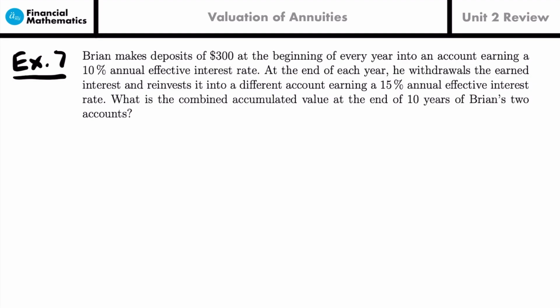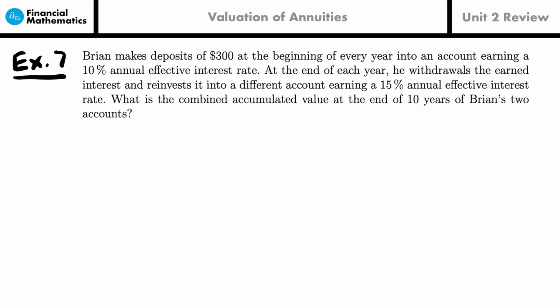And this is kind of an interesting problem because we're not just working with one account, right? Brian is making use of two different accounts, and he's doing two different things in each of those accounts. And so to keep things straight, what I'm going to do is draw a timeline for each account and then talk about what is happening in each of those accounts. Now in both cases, we're only looking at a period of 10 years because we want to know the combined accumulated value at the end of 10 years for Brian's two accounts.